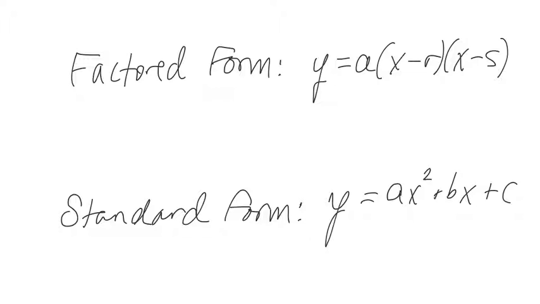Standard form is a little bit difficult to extract the information from, except for the y-intercept, which is this number here, the c value. So another name for standard form is y-intercept form, because you can read the y-intercept really easily. Because we sometimes are presented with an equation in factored form, and sometimes in standard form, one thing that we need to be able to do is convert from factored form to standard form, and from standard form to factored form.